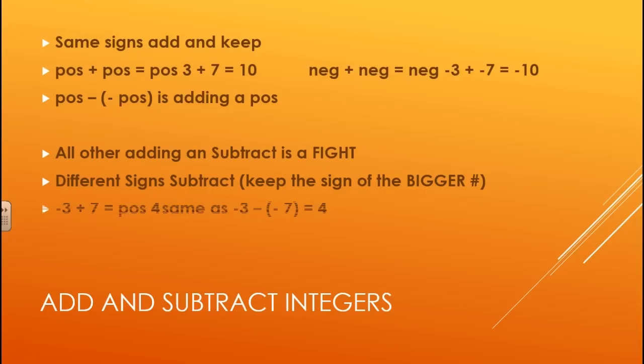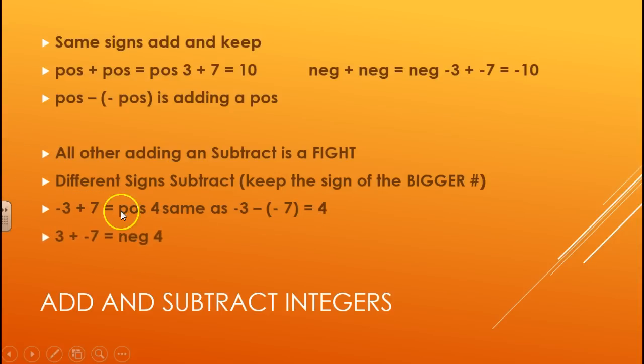So here's some examples. If you have a negative 3 and a positive 7, then they're fighting. Positive 7 is bigger, so positive 7 is going to win. So I got a positive 4. And again, remember, that is the same as saying a negative 3 minus a negative 7, because minusing a negative is adding, and then you get a 4.